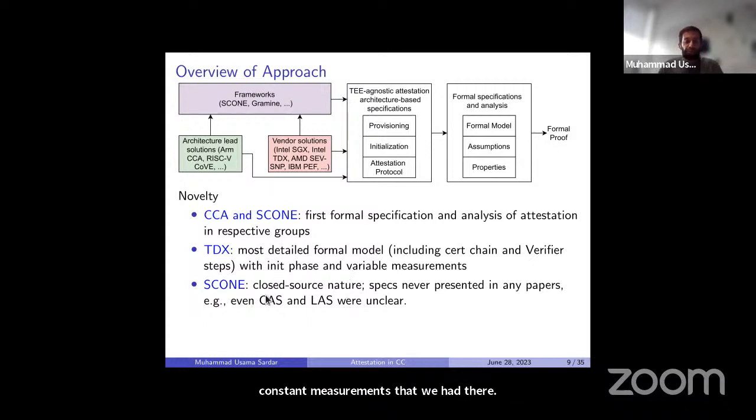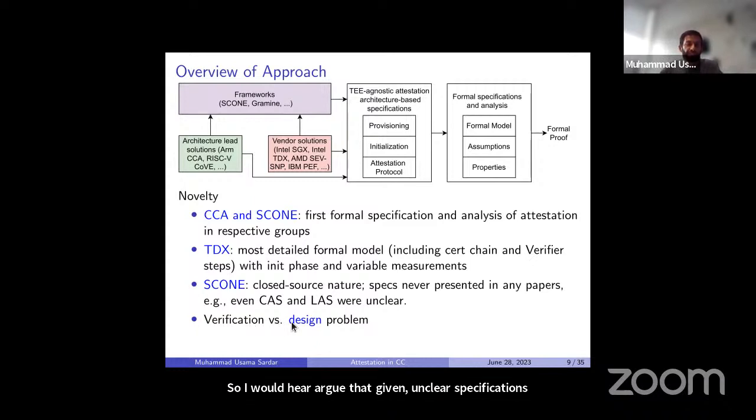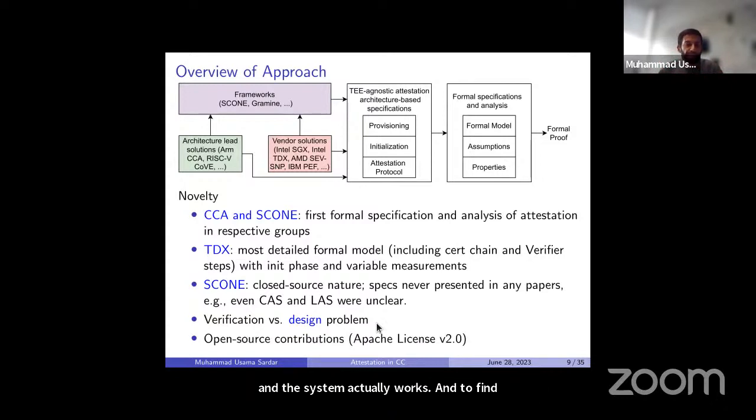Specifically for SCONE, it was a challenge because it is basically a closed-source solution. It was developed in our group, but the specs were never presented in any of the papers. There are some scientific papers on this, and there are some entities called CAS and LAS. Even this was unclear: what exactly do these entities mean? So I would argue that, given unclear and incomplete specifications, it was not really a verification problem. It was rather a design problem, to see how the protocols and the system actually work, and to find this out via different experiments and so on.